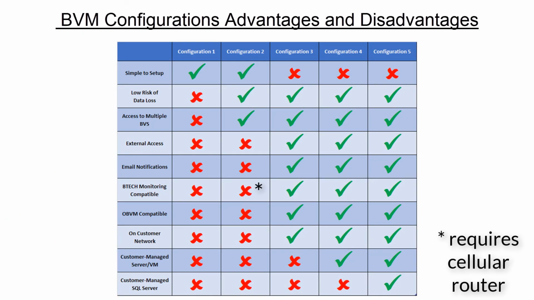This table shows the various advantages and disadvantages of the different BVS configurations. Configuration 1 is useful for quick and simple connection, but lacks external storage and access. Configuration 2 is useful for managing multiple BVSs from a single location, but still lacks the benefits of external access. The third configuration is a good middle ground for customers wanting external storage and access, but don't want to deal with the complexities of managing dedicated machines for software and data. The final two configurations are ideal for customers wanting BTECH remote monitoring and/or the control of managing their own application and SQL servers. We'll be happy to answer any questions.